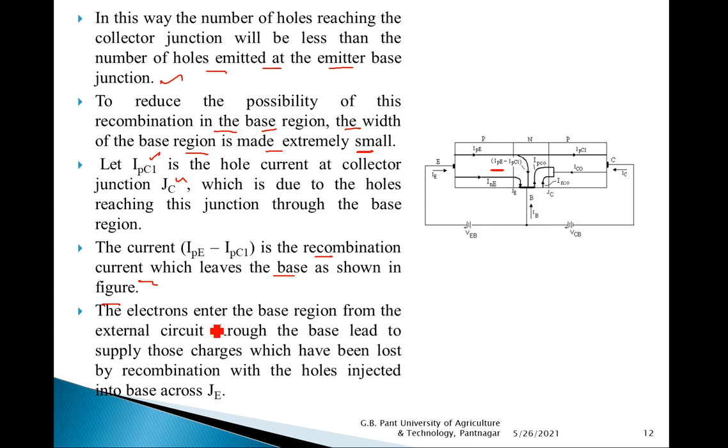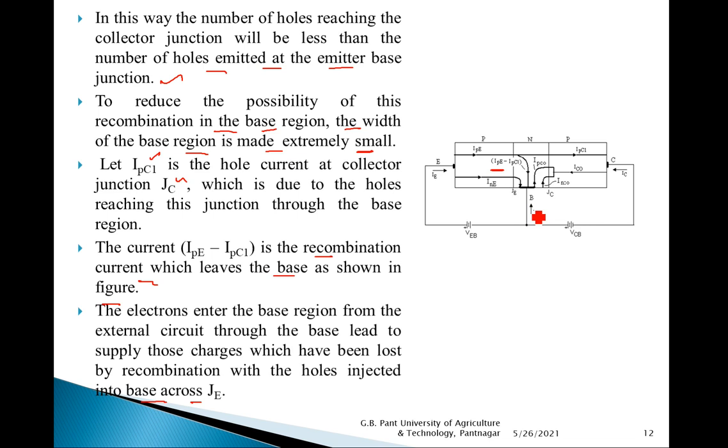So the electron enters the base region from the external circuit through the base lead to supply those charges which have been lost by recombination with the holes injected into the base across JE. So whatever is the recombination of charges here, it is given again into this base region externally. Fine.